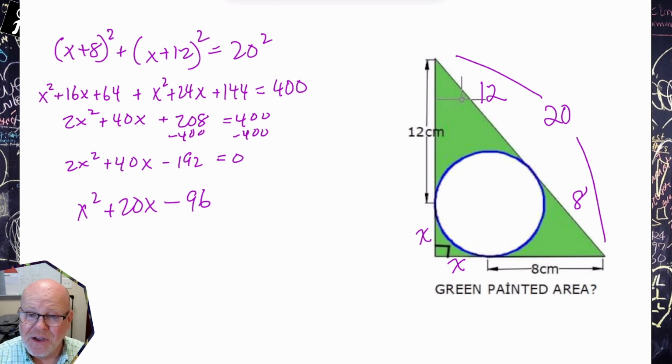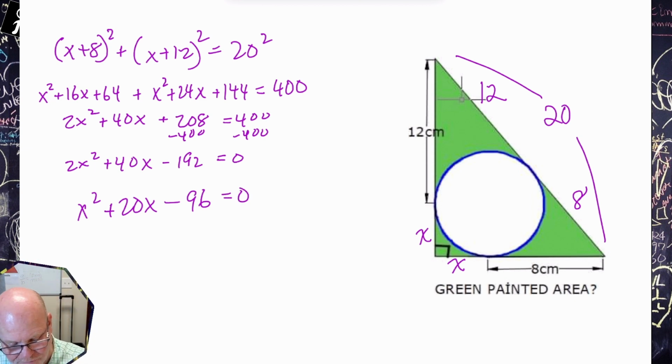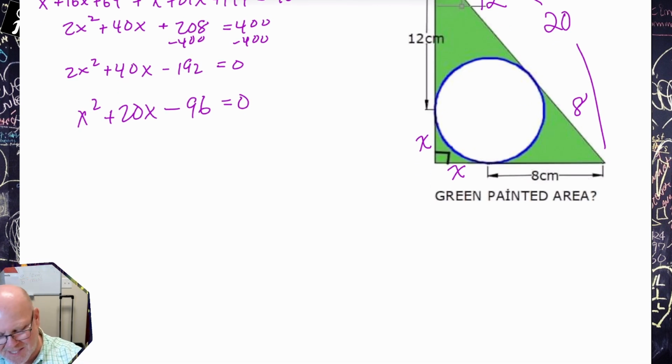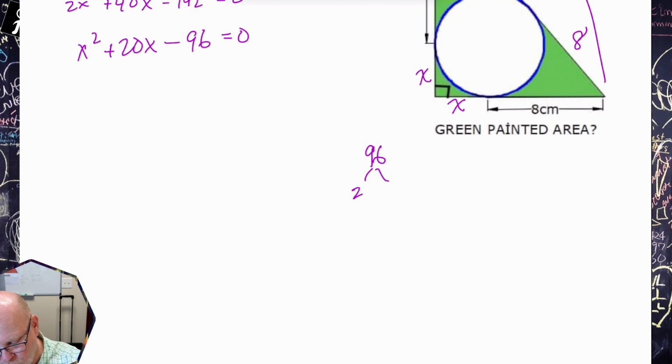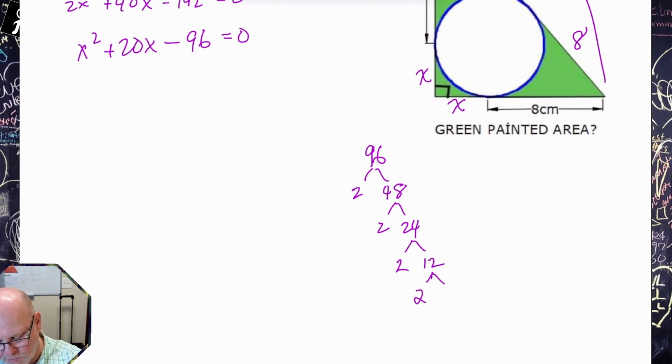Okay, so now I have to factor this. I could use the quadratic formula, but I always take a second just to see, can we just hammer this out using factoring and prime factoring? So let's see that. 96, if I factor out a 2, that gives me 48. If I factor out a 2, that gives me 24. I factor out a 2, that gives me 12. And now I already know 12 is 2 times 2 times 3.